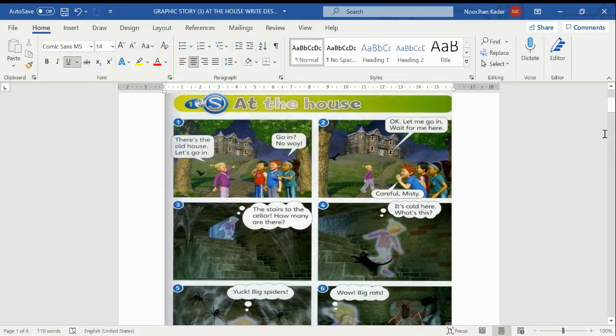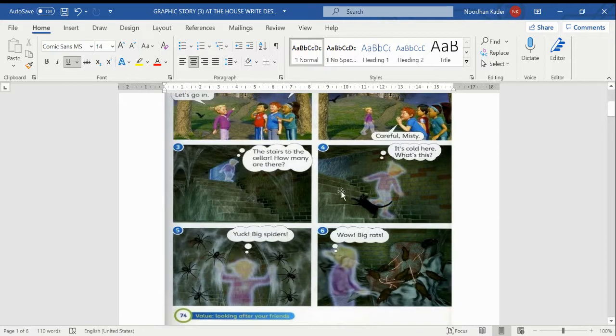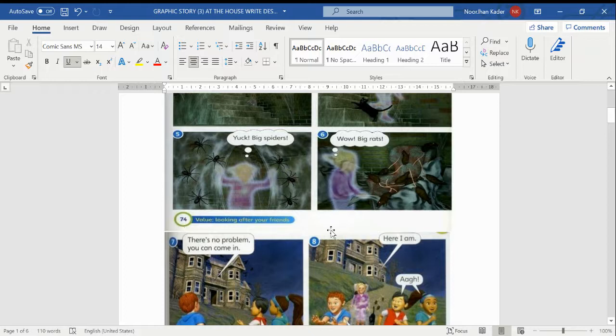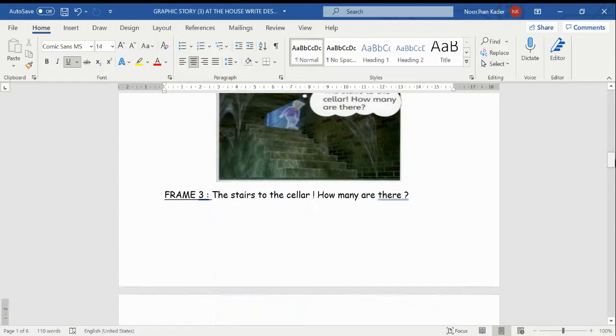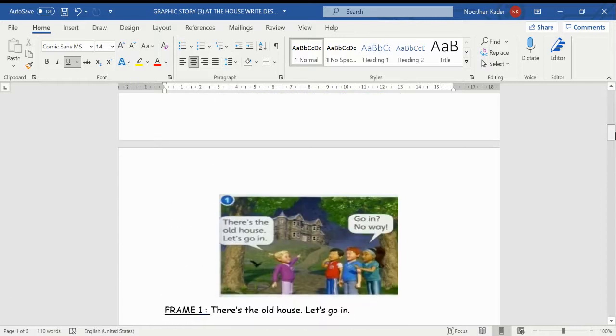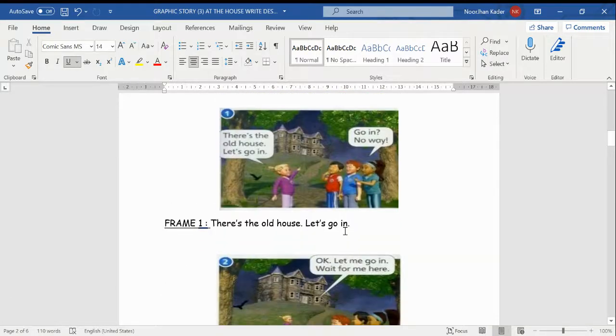Second, goes into the house. Misty goes into the house. Then she finds the stairs, and she goes down. Then what she finds inside the cellar, all the animals that she finds inside the cellar, how the cellar looks, and also what happens next. So from here we can really see that, and you can also see from the description, that's the whole house. Let's read out all the 5 descriptions.